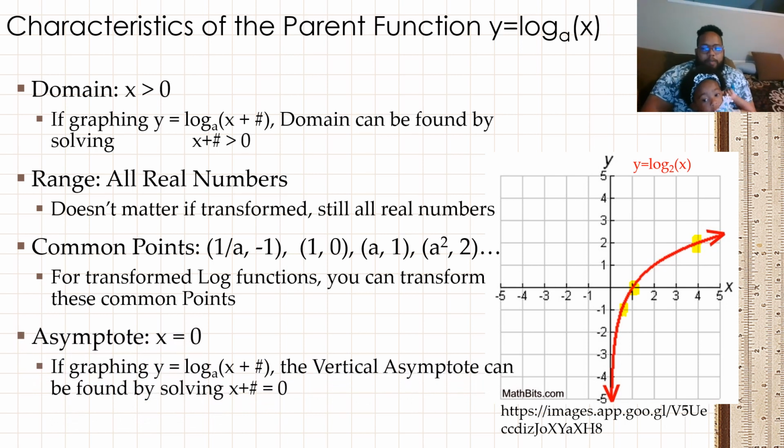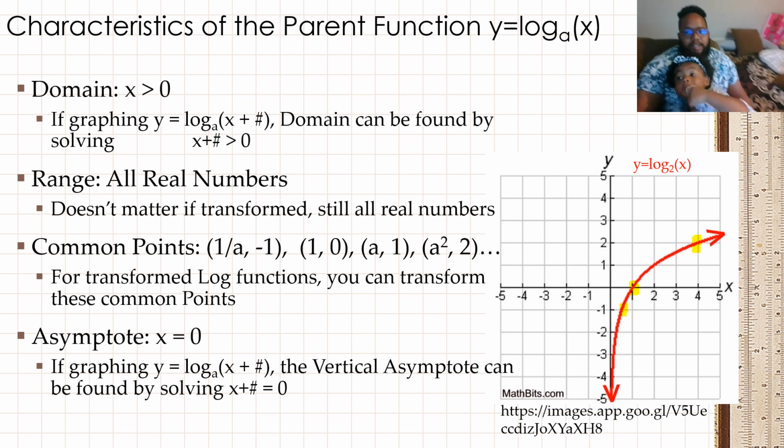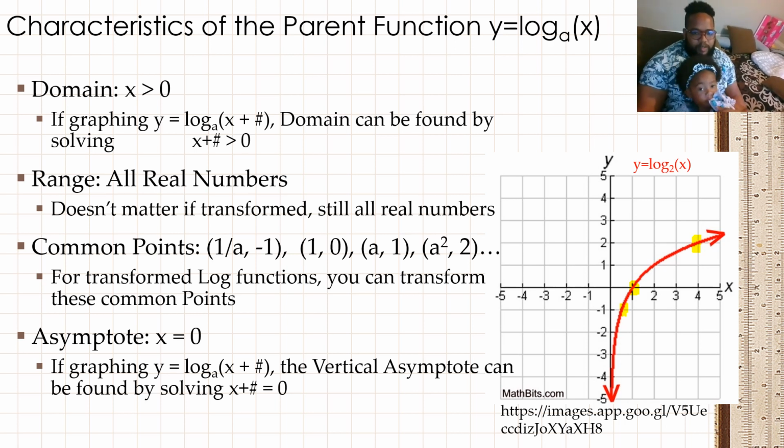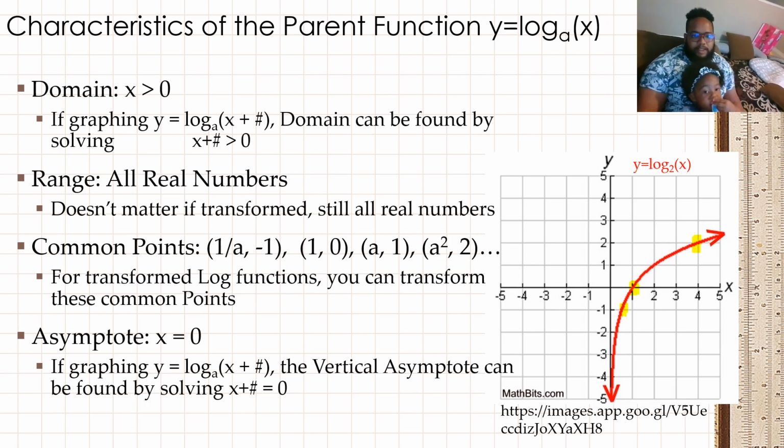Another characteristic of the parent function is that the asymptote is at x equals 0. Now, if you're graphing something with a horizontal transformation, x plus a number or x minus a number, you can find the vertical asymptote by making whatever is inside those parentheses equal to 0 and then solving for x.